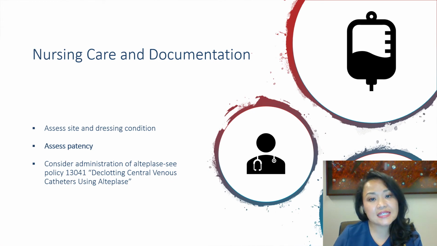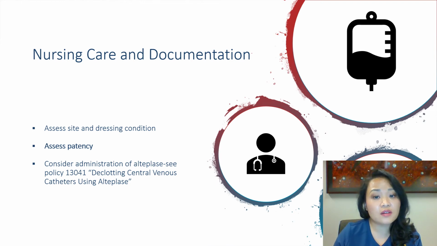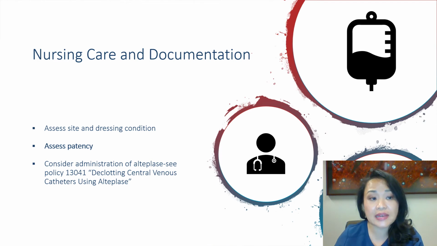So you want to assess the site and dressing condition every shift and upon admission, transfer, and after a procedure. You also want to assess the patency before initial use or upon accessing a locked lumen. You also want to verify positive blood return and that the line flushes without difficulty before use. For a sluggish blood return, consider administration of alteplase. You can see policy 13041, which is the policy for declotting central venous catheters using alteplase.